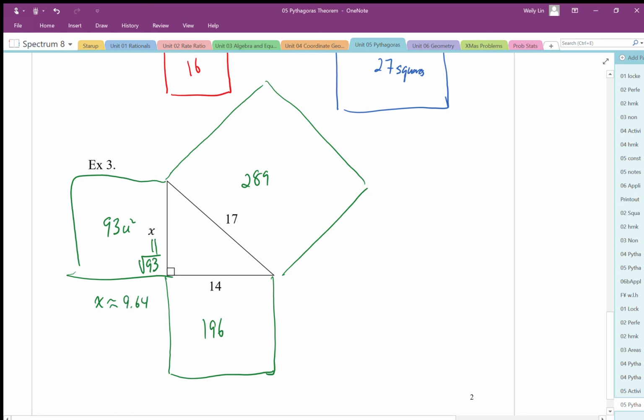This is not drawn proportionally, but 9.64 makes sense. Yeah, those areas seem to match up. This area plus this area add up to the big area. So if I want to find the unknown area, I'm going to subtract those two areas.